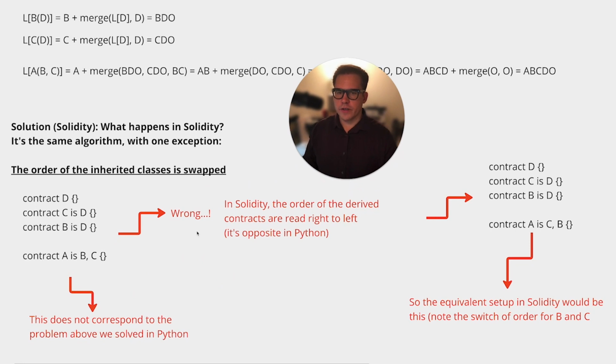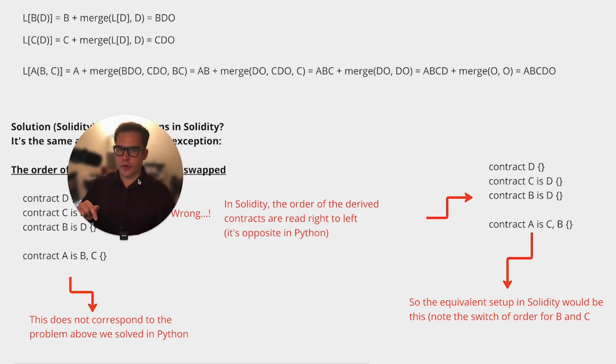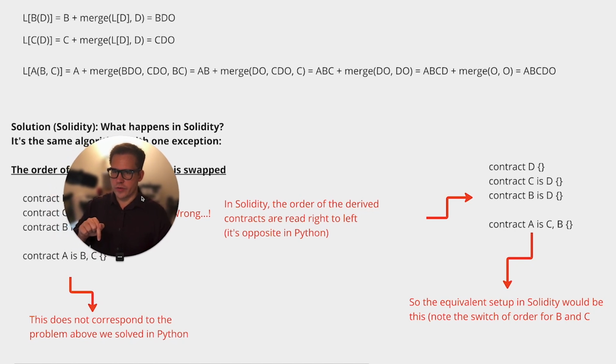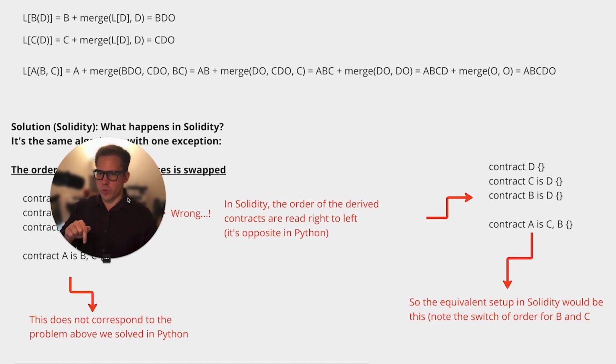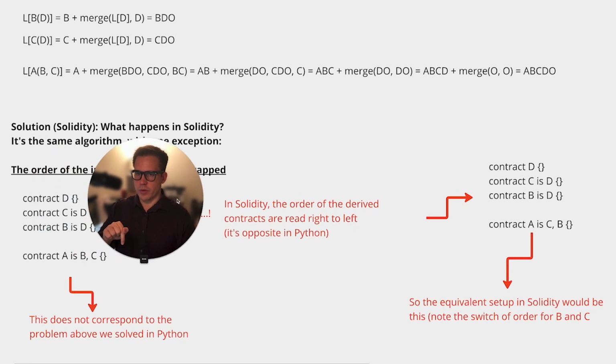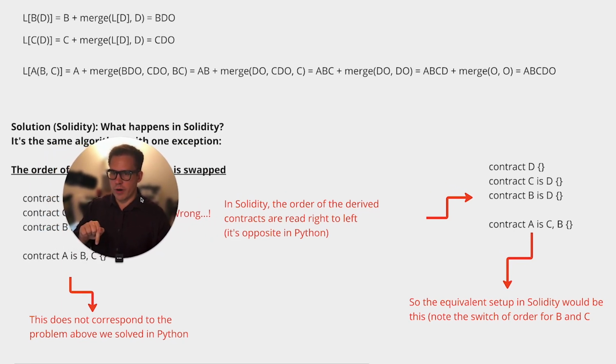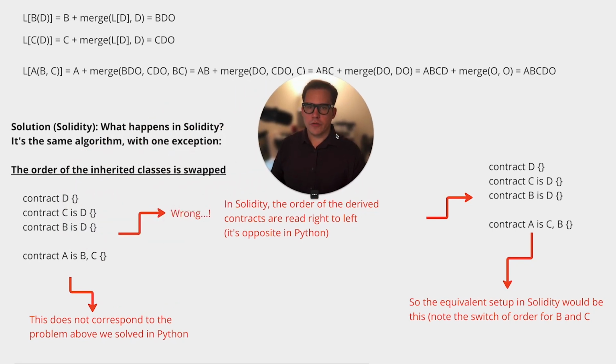So in Solidity, the order of the derived contracts are read right to left. So this is the most derived, this is the least derived, which I think kind of makes sense, actually, because this is more like the parent, like more closer to the parent. So that's kind of how it's read. In Python, it's read opposite, right? It's saying this is the most derived, this is the most base, all right? So it's exactly opposite, but the rest of the algorithm is the same. So as long as you just line it up in that new way.